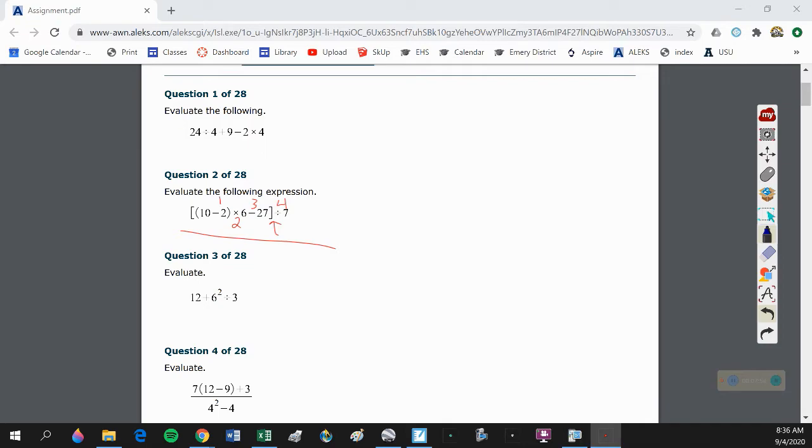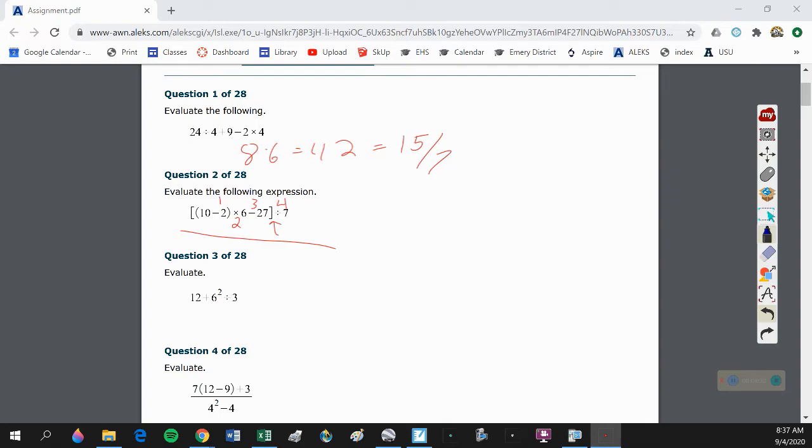So we need to say 10 minus 2 is 8. 8 times 6 is 42. 42 minus 27 is 17. Wait, that's not right. It would be nice if it's 14, but it's not. So 15, right? Yeah. And then divide that by 7 and I get 15 over 7.